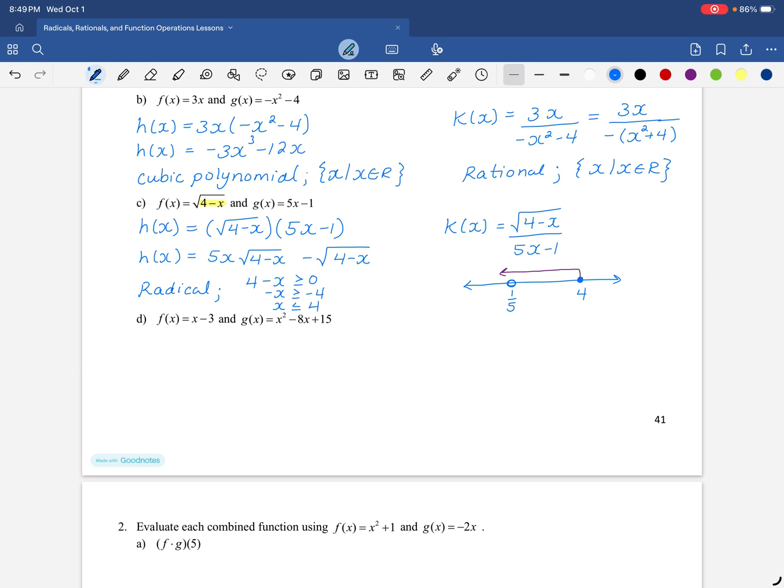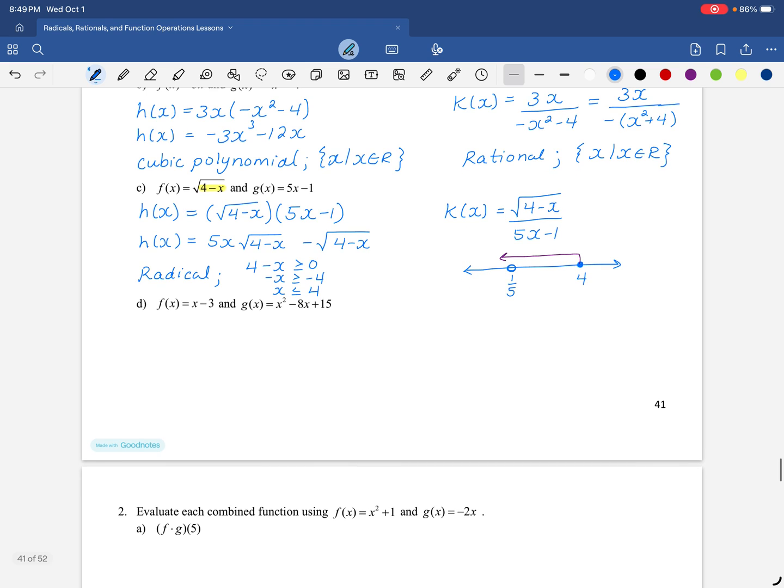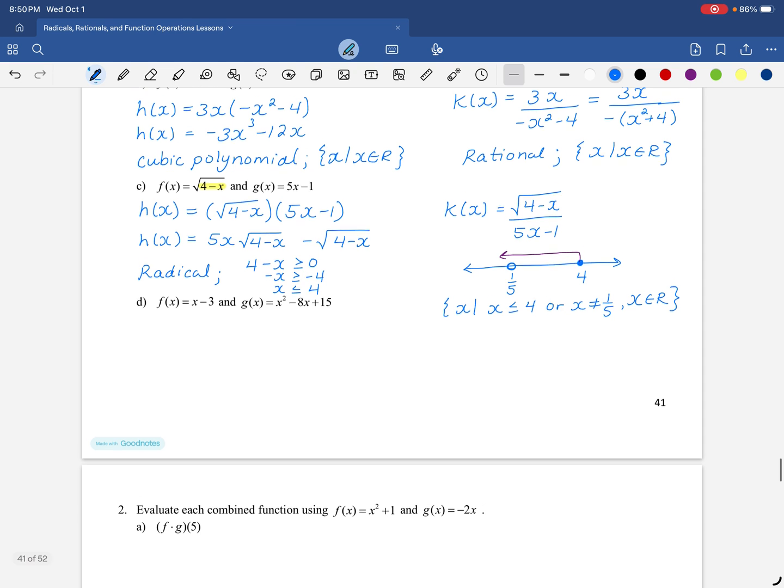In other words, I'm not allowed to equal that 1/5, but that 1/5 is also part of x is less than or equal to 4. So I do want to include both those aspects in my restriction on my domain. So I'll just put it right here. I don't know if I have room to squish it here. I think I do. So we'll say x such that x is less than or equal to 4, or x cannot be 1/5, x is an element of the reals. We'll say or because there are actually two conditions going on there. Perfect.